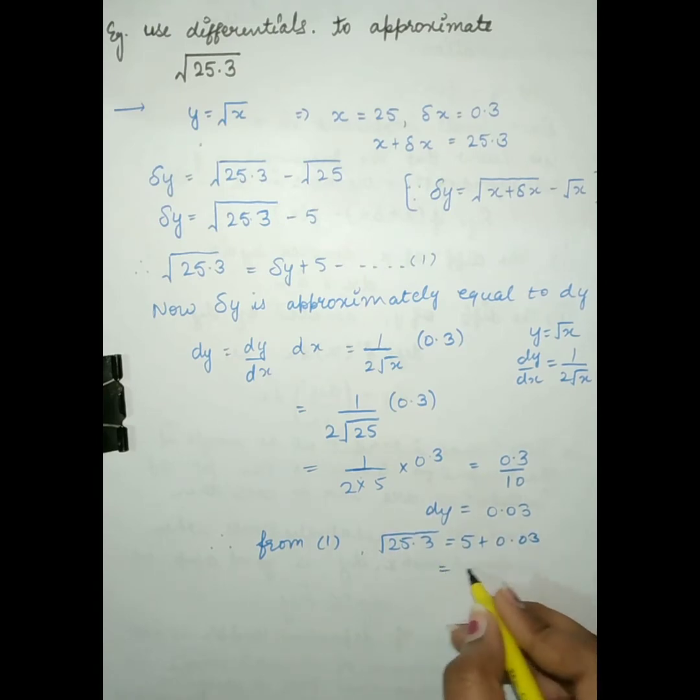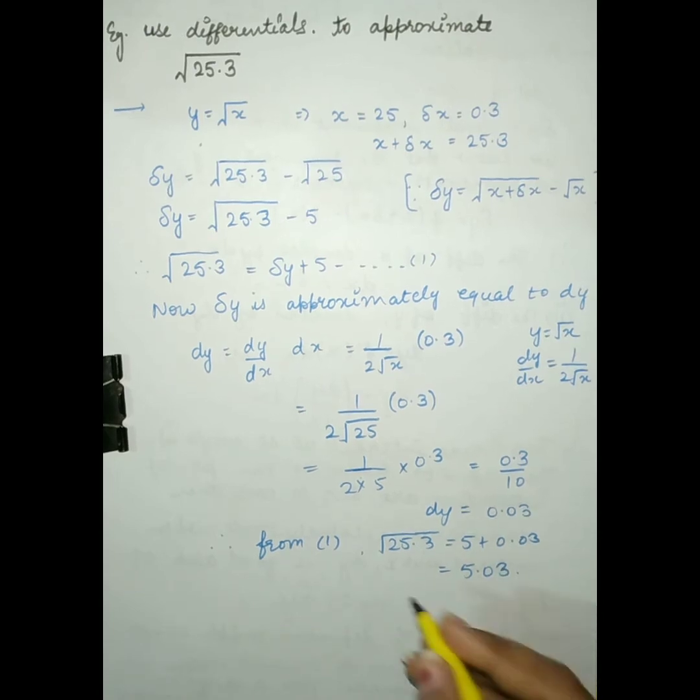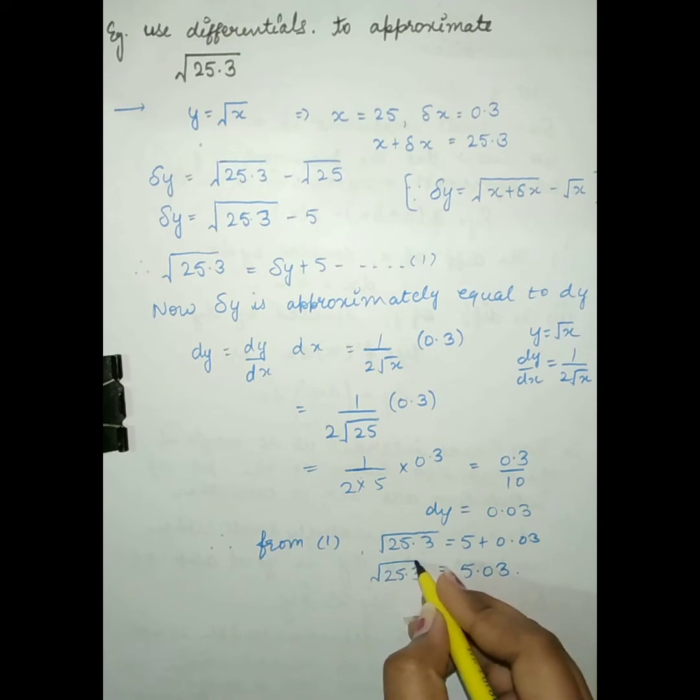That means it will become 5.03, which will be equal to root of 25.3. So this is the differential by using the approximate method.